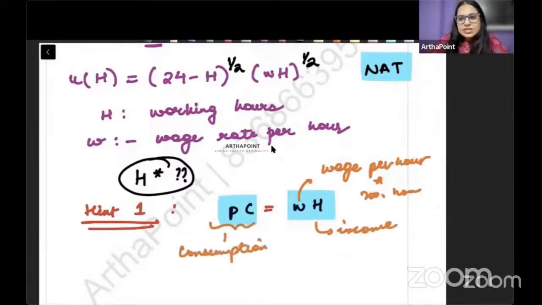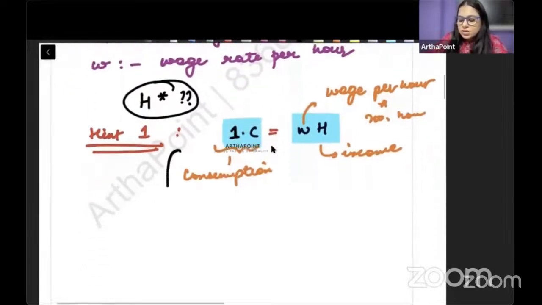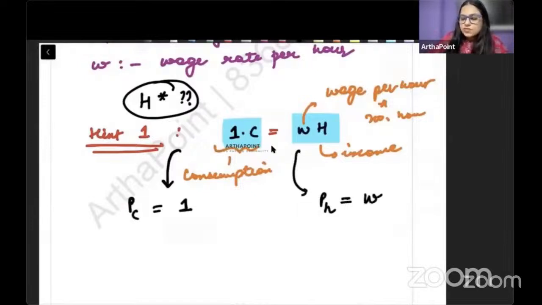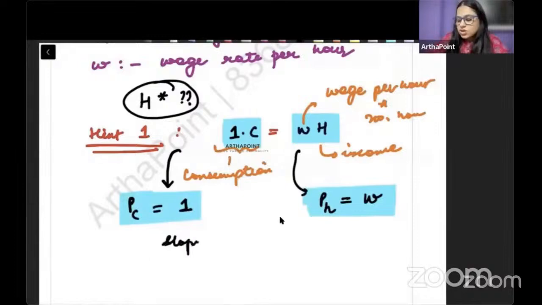Whenever no price is given to you, you will assume the price of consumption to be 1. So from here, we know that price of consumption is 1 and we know that price of H is W. So we know these two prices are given to you. From here, you can find the slope of the budget line. The slope of budget line will be W by 1, which means W.